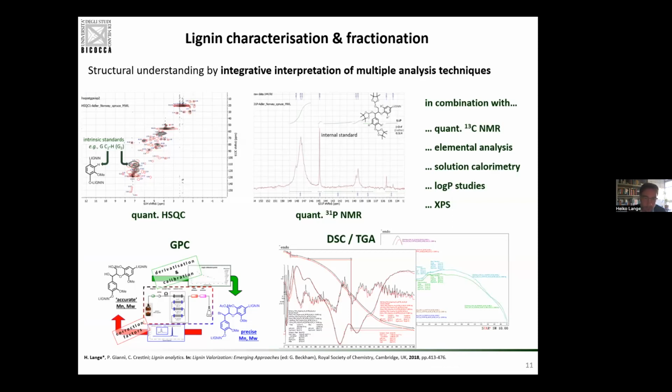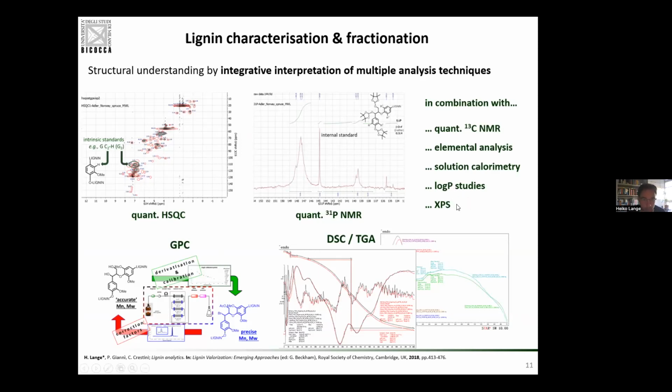So the different types of analytics that we generally need to combine and that go hand in hand together with the 2 that I will be talking about mainly is seen on this slide. So I'm talking about the HSQC, I'm talking about the phosphorus NMR, but you need to see it together with molecular size analysis, eventually with thermal data, because that might give you a certain hint how to interpret some data that you have. And we need something like eventually elemental analysis, log P studies, if you like, and if you need that information for your application also, and XPS, for example.